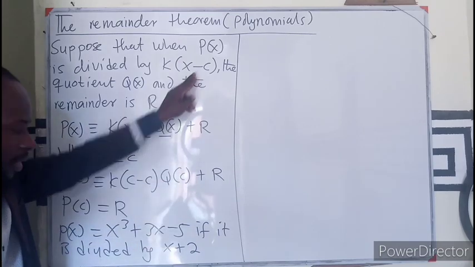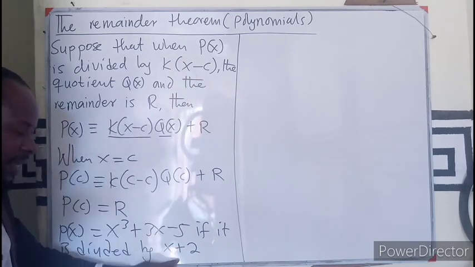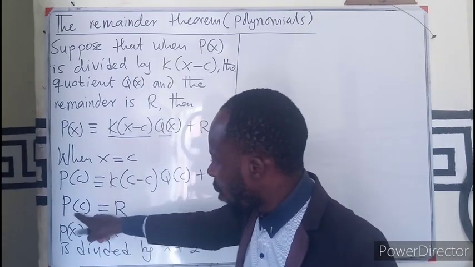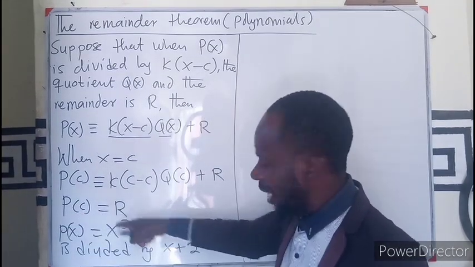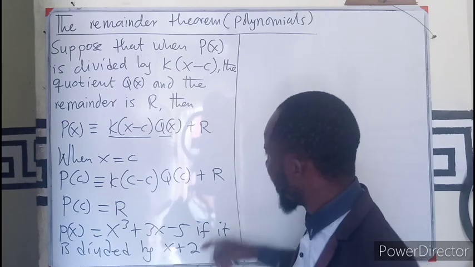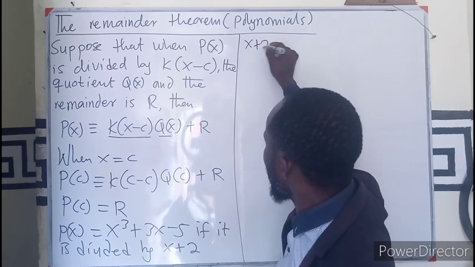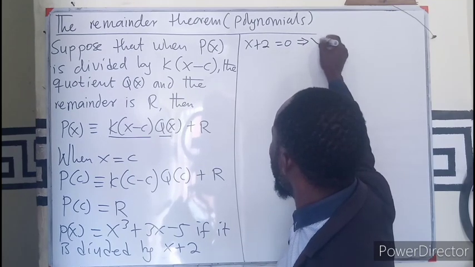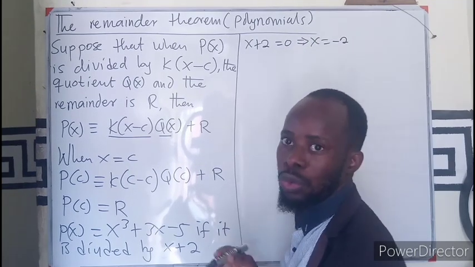As we can see, this is a linear function. So I can go ahead and say that p of c equals my remainder. Therefore, first of all, find the zero of x plus 2 equals 0. That implies that your x is going to be negative what? 2.